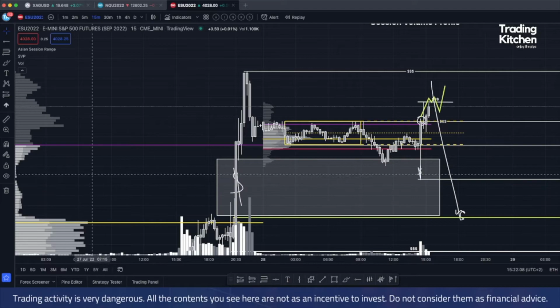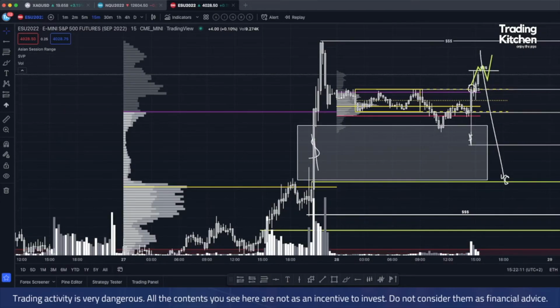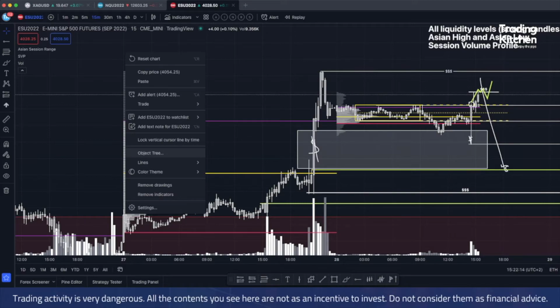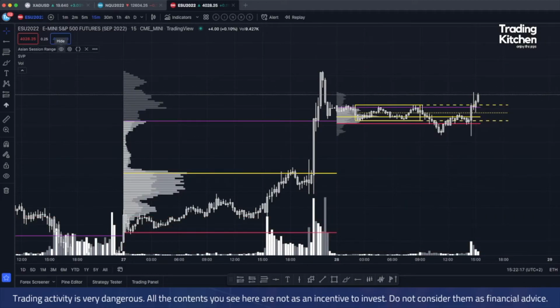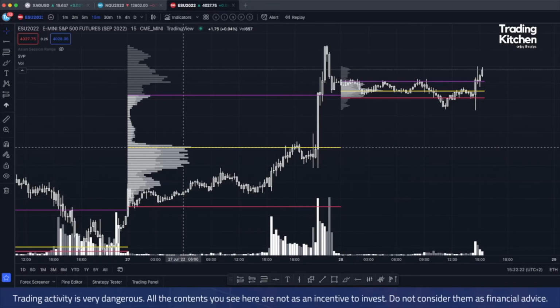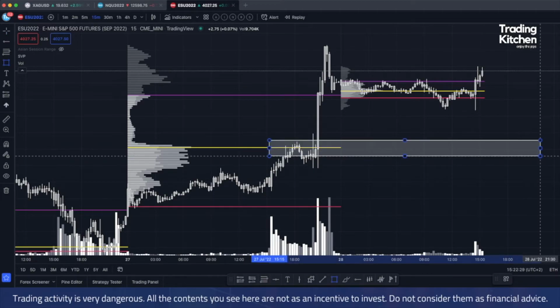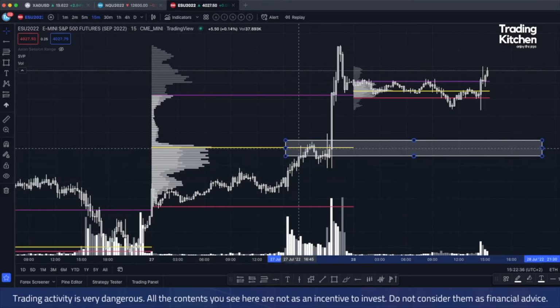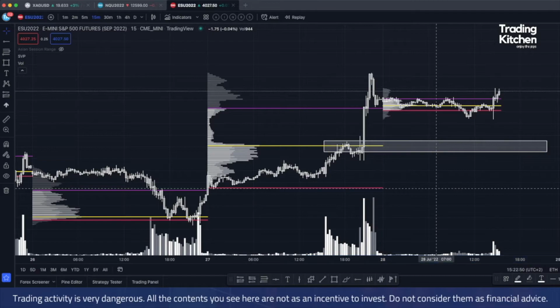So what about the session volume profile? Let me remove this, we don't care about it now. Basically it shows us the POC, the point of control, where most of the volume is concentrated during the session, the previous session and this session as well, and the value area high, this, and value area low, this. Okay, so this is very important to really understand the trend.